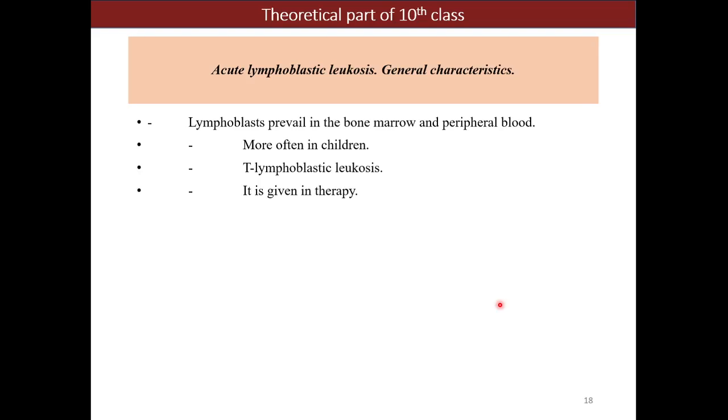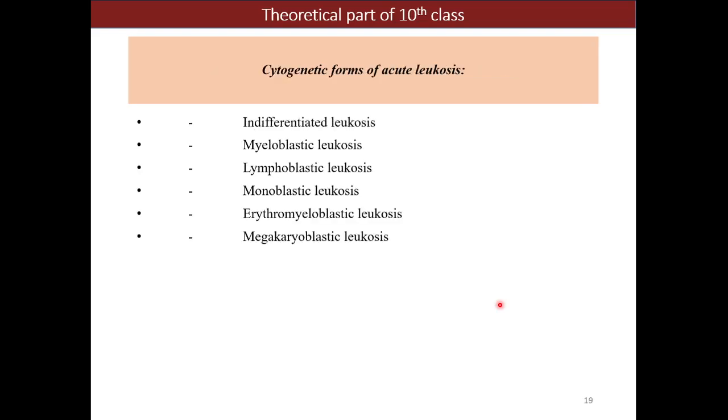Acute lymphoblastic leukosis is characterized by lymphoblasts prevailing in the bone marrow and peripheral blood. So, we may see lymphoblasts in the peripheral blood. More often it occurs in children, and we may see T lymphoblastic leukosis. It responds to therapy, so sometimes we may try to help this patient, and this patient has a better prognosis for life.